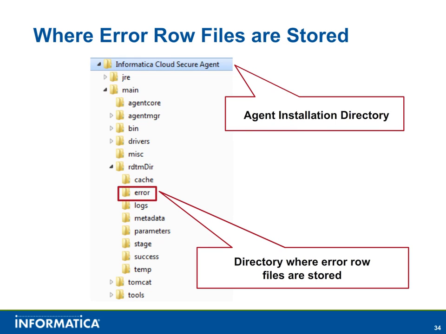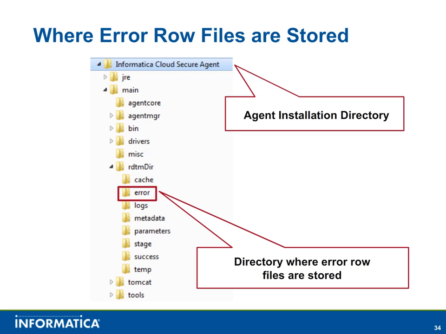While you can preview the error files through the Informatica Cloud user interface, there may be instances where you need access to the actual file. The error files are stored on the Informatica Cloud Secure Agent machine in the installation directory. If you accepted the defaults during installation of the agent, this will be in a folder called Informatica Cloud Secure Agent under your Program Files directory.